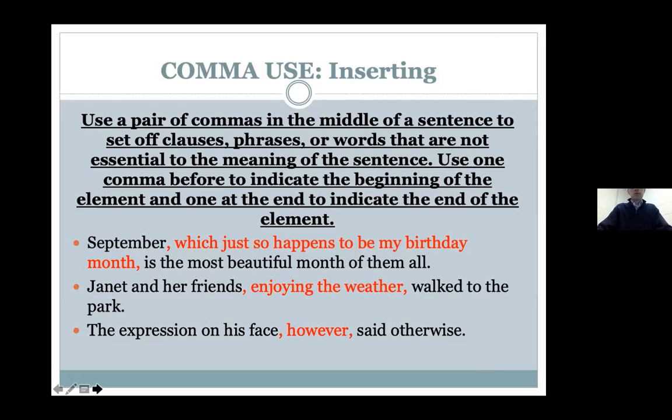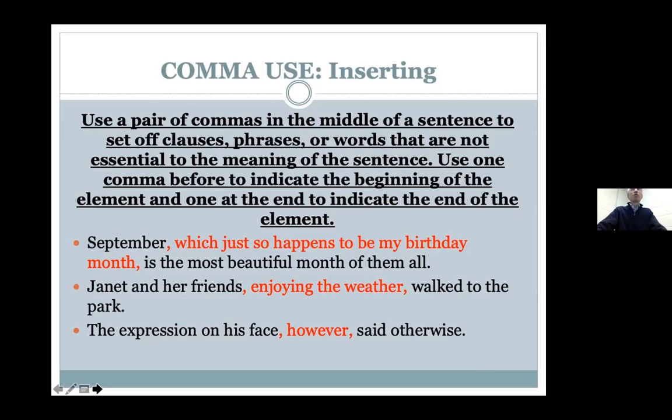It's just extra information. So I'm assuming that the speaker considers September beautiful, not because of the birthday, although I suppose that's possible. Right? And in this case, we put a comma in front of that clause and at the end of that clause. Okay.